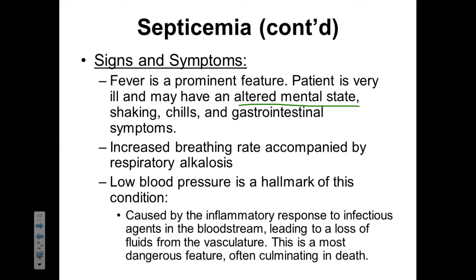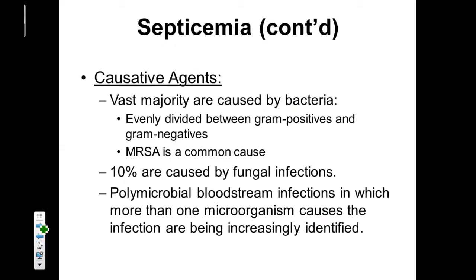Low blood pressure is a hallmark of the condition because there's an out of control inflammatory response. One of the symptoms of the inflammatory response is for the blood vessels to become vasodilated and extra leaky. And these vasodilated, extra leaky blood vessels are going to go hand in hand with the blood pressure plummeting. This is the most dangerous feature associated with septicemia and is the most common direct cause of death when a patient has septicemia.